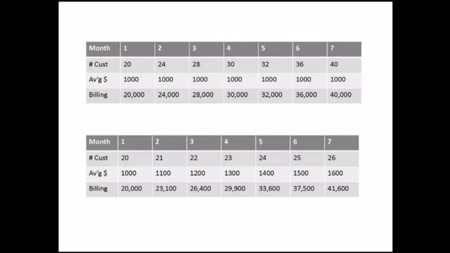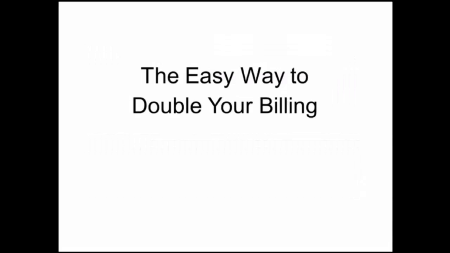So you've got the hard way, you've got the easy way, and the easy way is to increase your average dollar per advertiser while you're increasing your number of billing advertisers, but not by doubling the amount of people you have on the air.